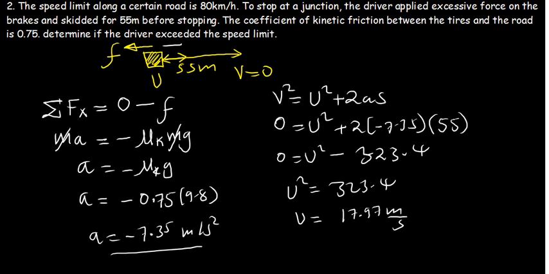Now I cannot compare the meters per second with the kilometers per hour that is being given. So it is either I convert this kilometers per hour to meters per second, or I convert this one to kilometers per hour, so that we can now be able to compare them. So let's just convert this one. So we're going to multiply.